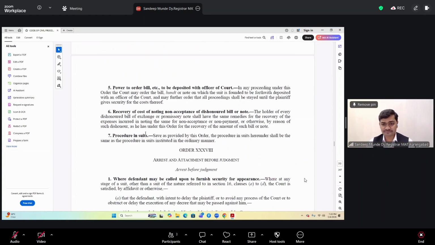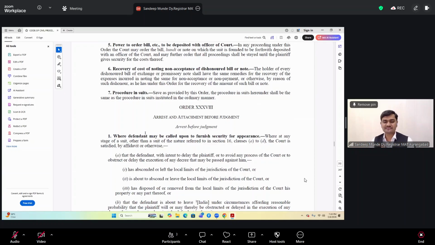The provisions of Order 37 are applicable. The next order again contains two parts, arrest and attachment before judgment. We have already discussed the provisions with regards to the arrest and attachment under the execution of decrees and orders. It is one of the modes of execution of decree and order. But in exceptional circumstances, the court may ask to arrest the defendant before the judgment, or the court may ask to attach the properties before the judgment.